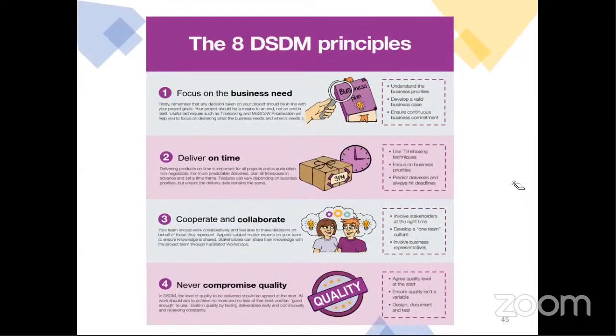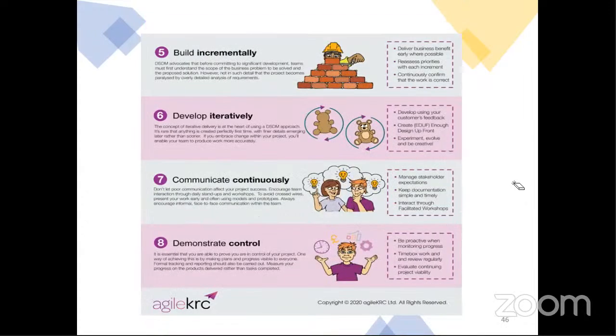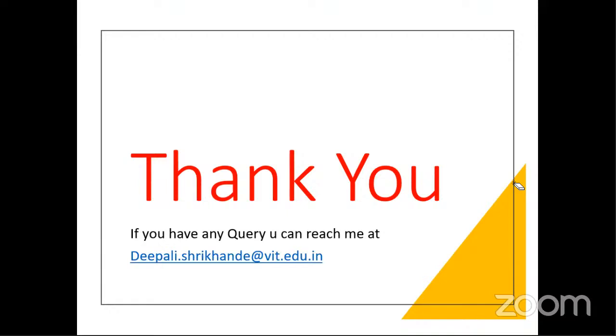That is: focus on a business need, deliver on time, cooperate and collaborate, never compromise on quality, build incrementally, develop iteratively, communicate continuously, and demonstrate control. So that's it about the agile models.